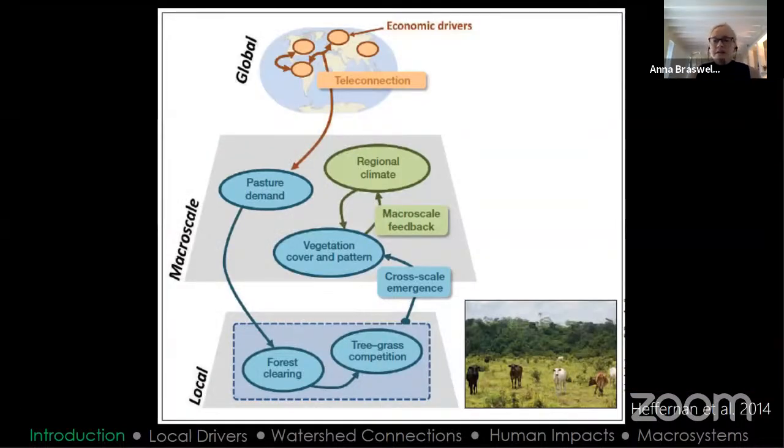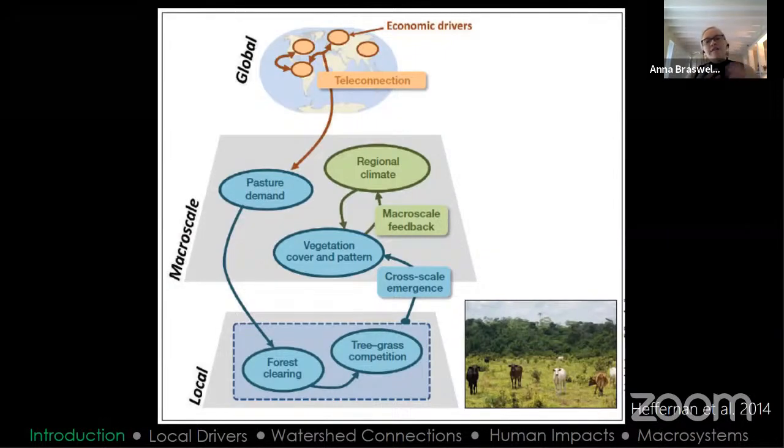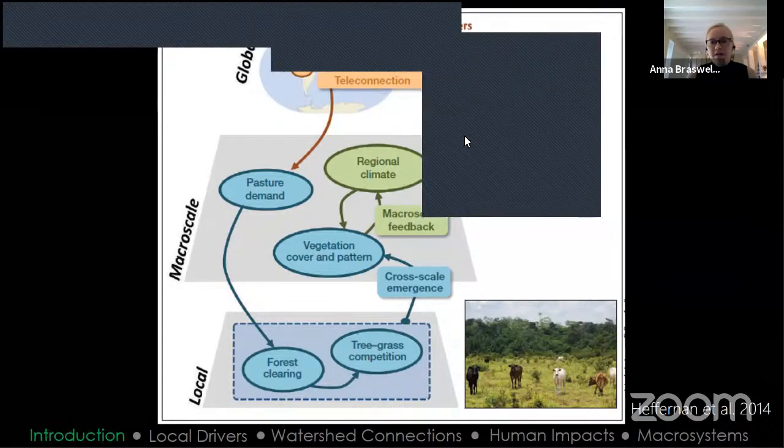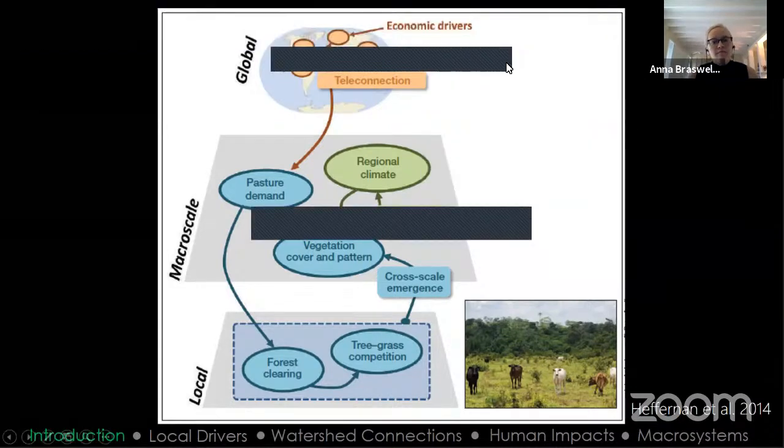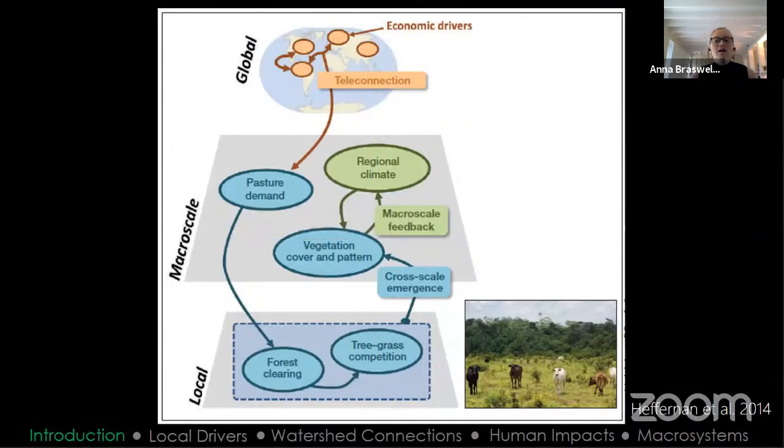Another good example is thinking about deforestation in the Amazon rainforest. So we have these economic drivers broadly, like global economic drivers for produce, for agriculture, that then cause demand for farming products out of the Amazon, and that pasture demand causes forest clearing at the local level and changes to the ecosystem that then emerge up back into the macro system.